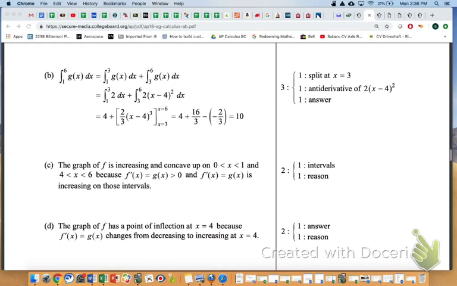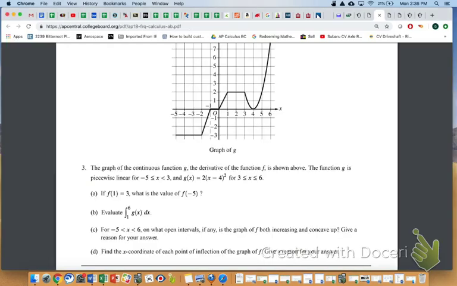Here's the question. Okay, so I think, with A, there we go. A says if f of 1 equals 3, what is the value of f of negative 5? So here's the thing we've got to remember. Based on this wording, g is the derivative of f. We could say that g is f prime, right? Maybe you wrote that down. If you didn't, it's worthwhile to just write g equals f prime. They're the same thing.